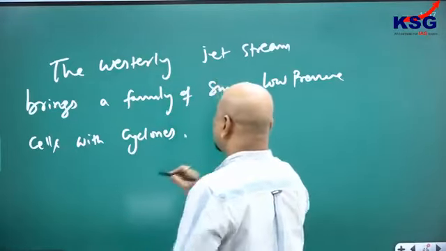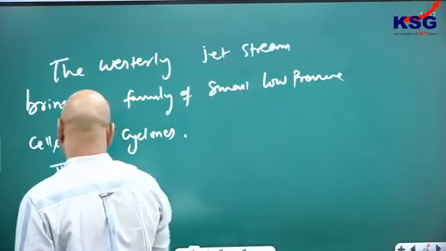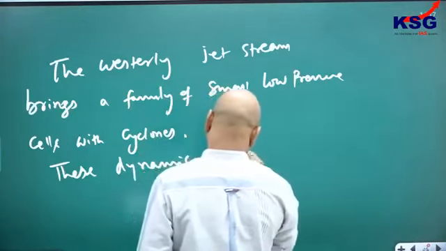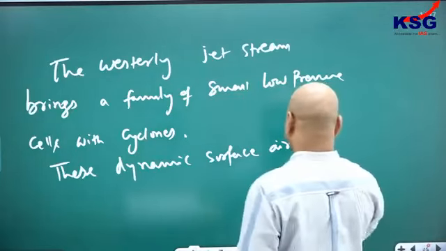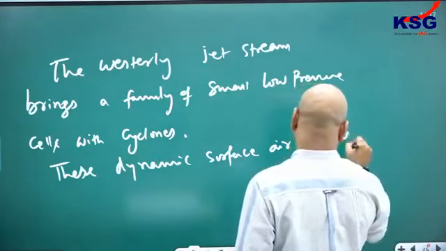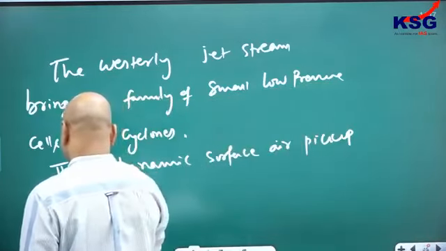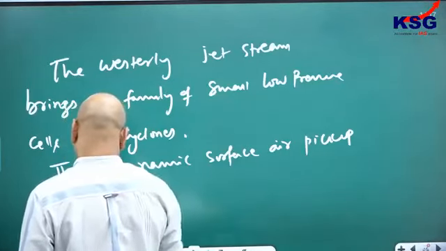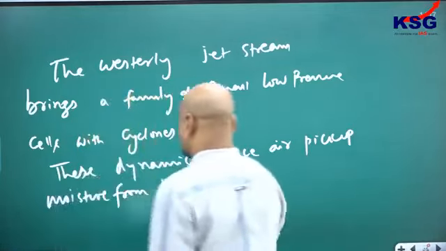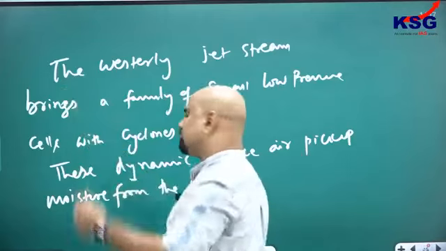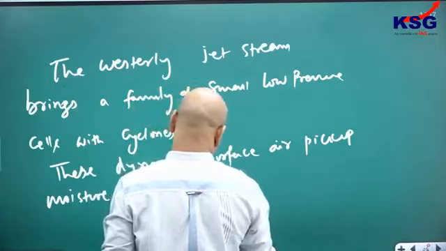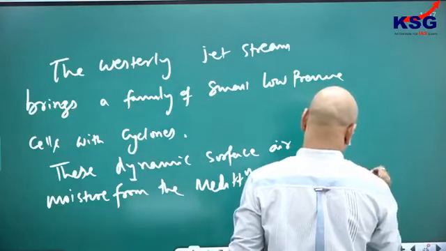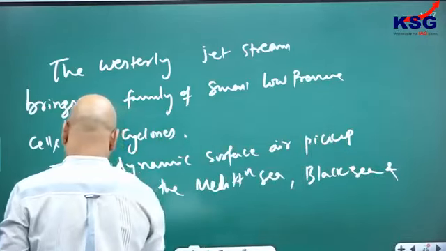Okay, these dynamic surface circulation, this surface air picks up moisture. It picks up moisture from where? It picks up moisture from the Mediterranean Sea, Black Sea and Caspian Sea region.